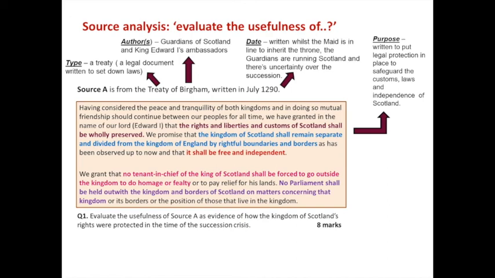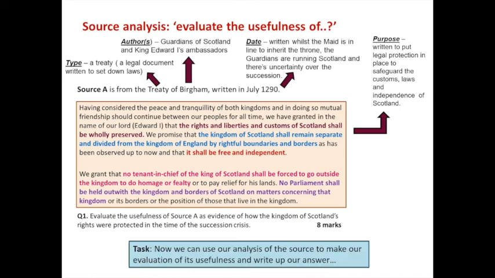But for the purposes of writing an example, I think it's a fair shout that we have a go at doing it. So, purpose in this case, the Treaty of Birgham was written to put legal protection in place to safeguard the customs, laws and independence of Scotland. So, in other words, basically this is a law to protect Scotland's independence. So that's the purpose of this source. And then we're going to look at how we're going to link that into the question when we structure our answer. At this point, remember, we are just annotating, we're just taking notes about the source and what's going on.